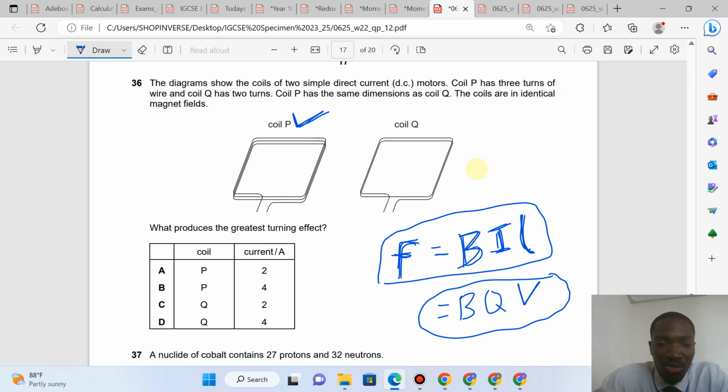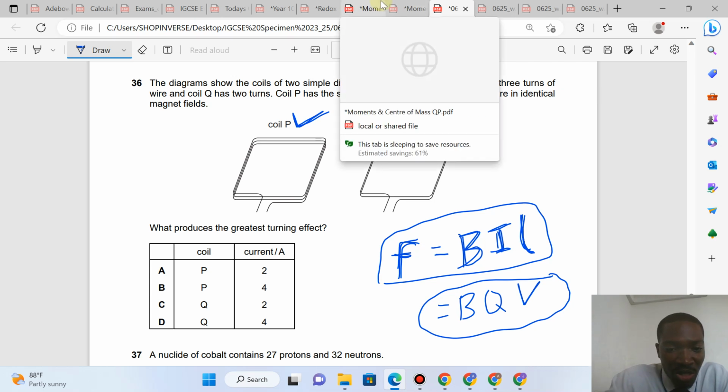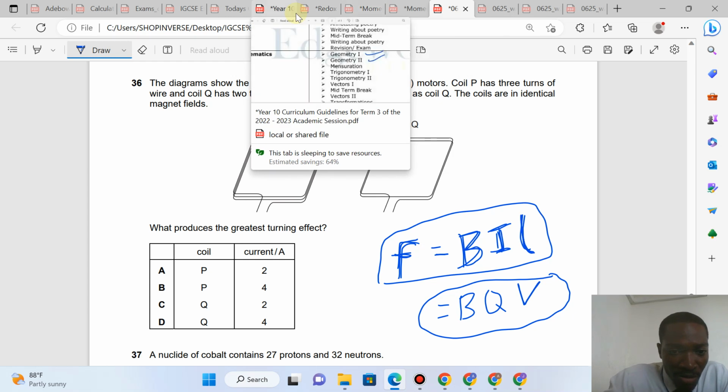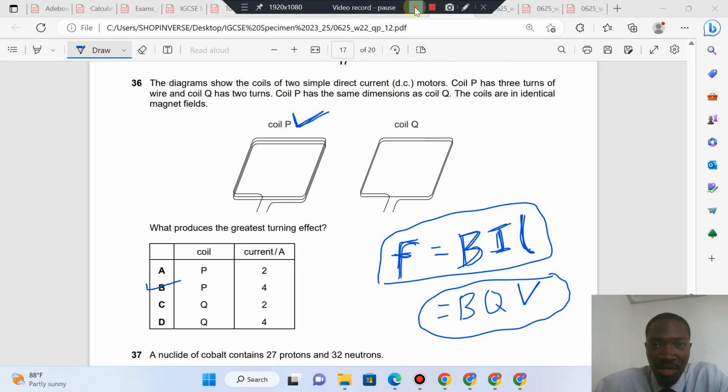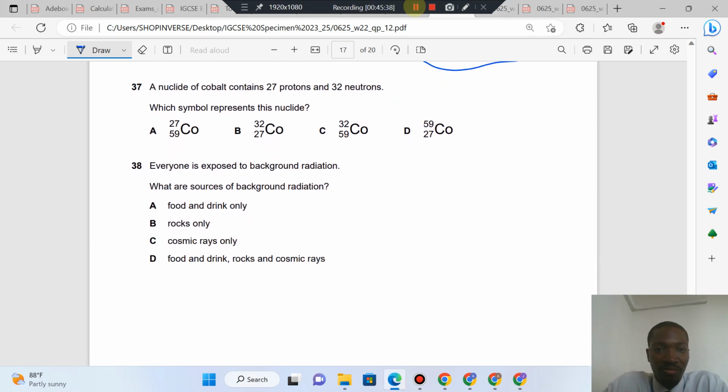Then we want the current to be high as well, which makes option B the correct answer, because coil P has greatest number of turns and it has higher current flowing in it. So we go straight to question 37.